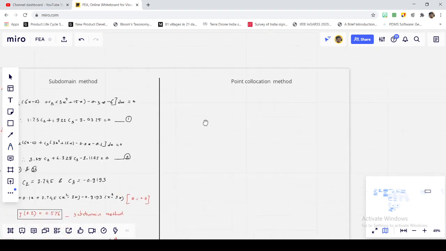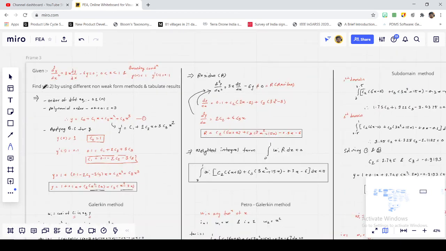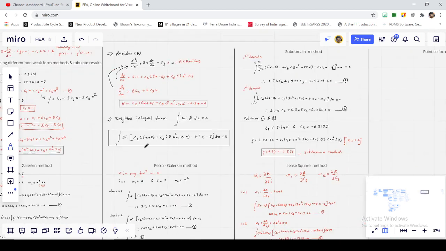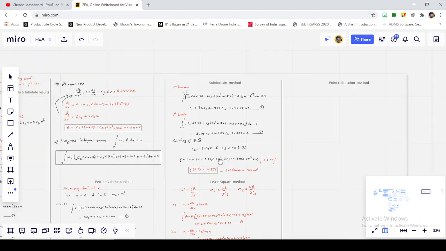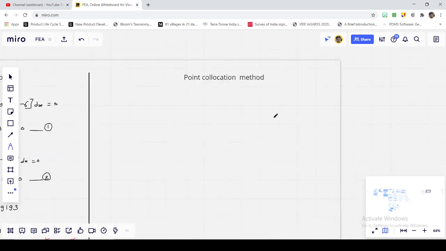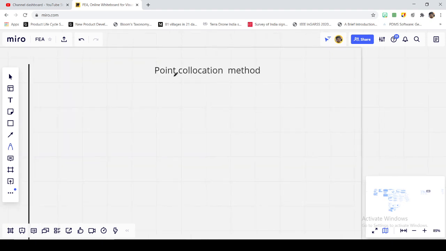Okay, so just to start, we have started this video series with a problem. We found the boundary conditions, the approximate solution, then residue, and then weighted integral. And then we have solved Galerkin method, Petrov-Galerkin method, subdomain, and the least square method. And now we are moving towards the last method, which is called point collocation method. I will be posting links at the top corner for all those videos and at the end of the video. So stay tuned, we will be starting with our point collocation method.